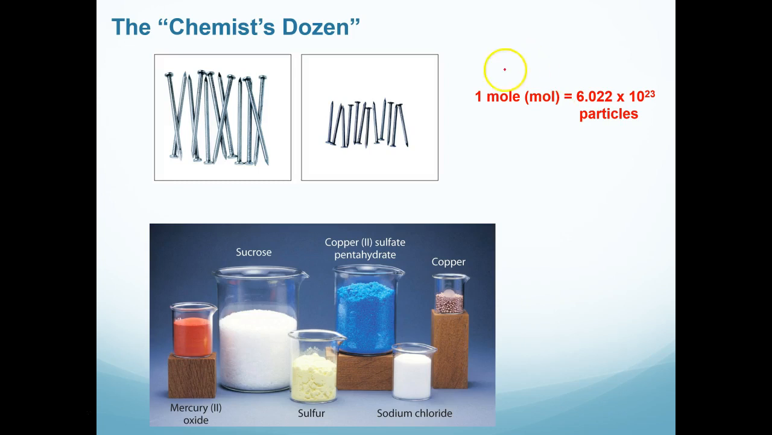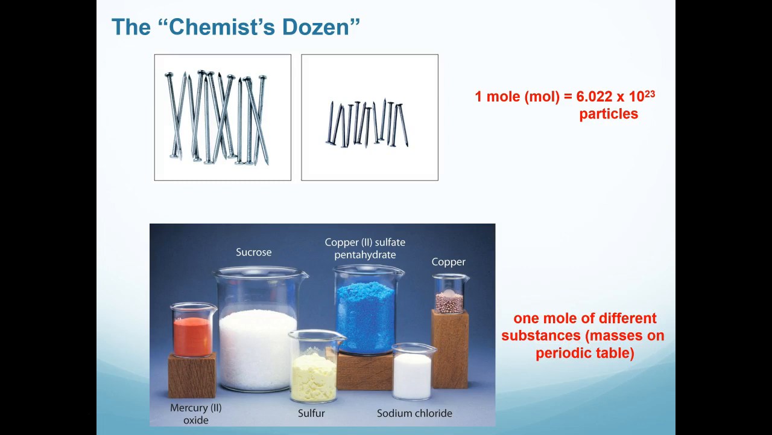But 1 mole of anything is going to be 6.022 times 10 to the 23rd of whatever it is. It could be papers, it could be cars, it could be people. In our case, in chemistry, we're going to focus on tiny little particles. And again, we group them together because they're so small. When we're talking about those particles, we are talking about a lot of those particles, right?